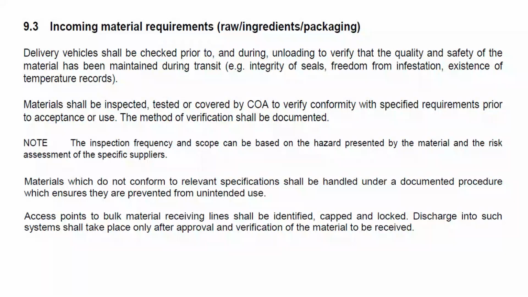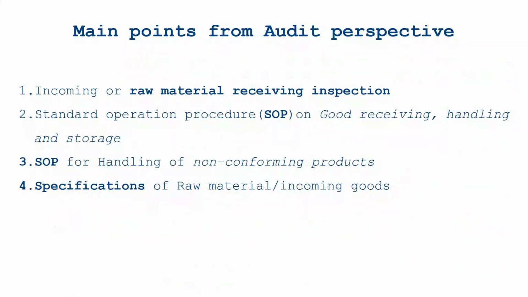Now the last clause is 9.3, which is incoming material requirements. I will not read it. Instead, I will make some major points. To comply with this, you need to have two SOPs: first, goods receiving, handling and storage, and second, an SOP for handling of non-conforming products. Then you need an inspection sheet for raw material receiving inspection. And the last is the specification of raw material, incoming goods, packaging material and any material that you're using in your facility. So let's discuss one by one.